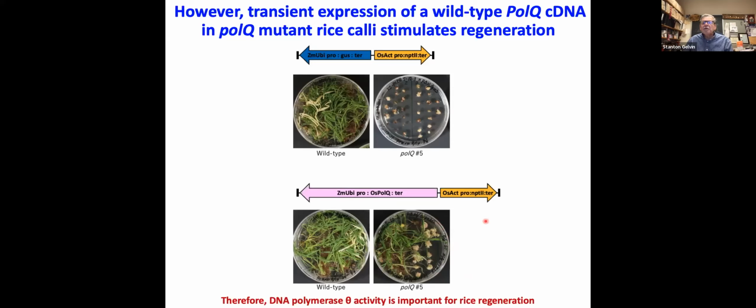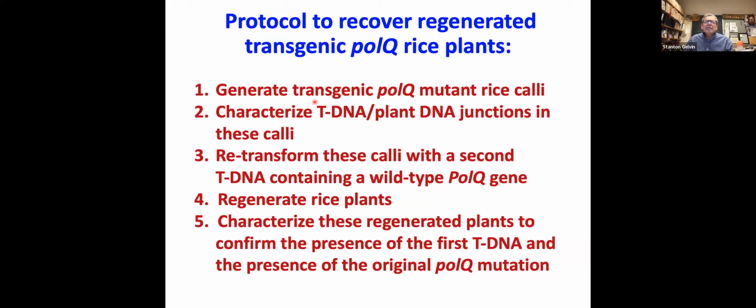So this left us with a protocol now for getting transgenic rice plants in polyQ mutants rather than just rice calli. So the idea was to generate transgenic polyQ mutant rice calli. We could isolate and characterize the T-DNA plant DNA junctions from these calli. Then we could retransform these calli with a second T-DNA containing a wild type rice polyQ gene, regenerate rice plants from this, and then characterize the regenerated plants to see if this first T-DNA were still in there. And this would then prove that in a polyQ mutant, you could actually get T-DNA integrated and make a plant out of it rather than just calli.